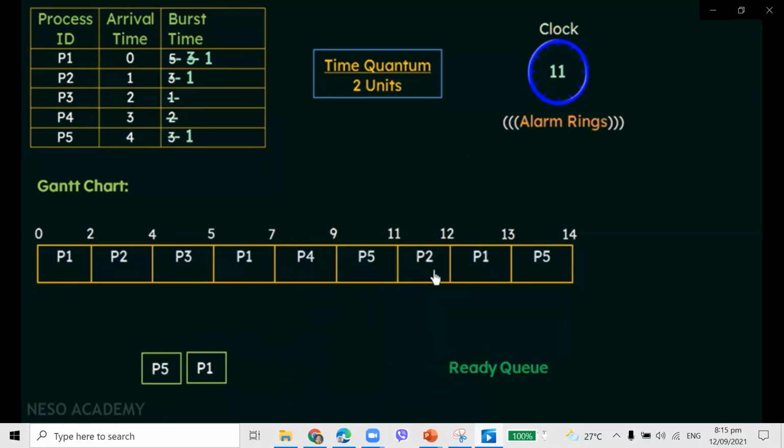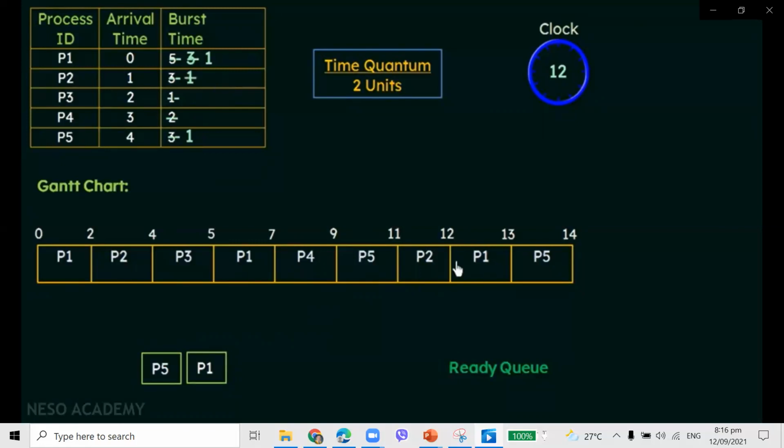So let's see what will happen at the next unit of time. So the next unit of time is 12 units. So at 12 units, what happens? So at 12 units, we see that P2 was executing and we see that P2's remaining burst time was only 1 unit of time. So from 11 to 12, P2 executed and it took less than the time quantum. So there is no alarm going off, but P2 has completed its execution and will voluntarily release the CPU. So P2 here has completed its execution.